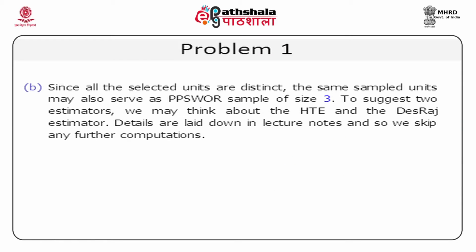Since all the selected units are distinct, the same sampled units may serve as PPS without replacement sample of size 3. This time we have been told to suggest 2 estimators. Naturally, you can think of the Horvitz-Thompson estimator and the Des Raj estimator. Horvitz-Thompson estimator will depend on the computation of pi i and pi ij's. Des Raj estimator will depend on the 3 estimators T1, T2, T3, and then taking their average etc. Details are already laid down in the lecture notes, so I can skip it for further computation.